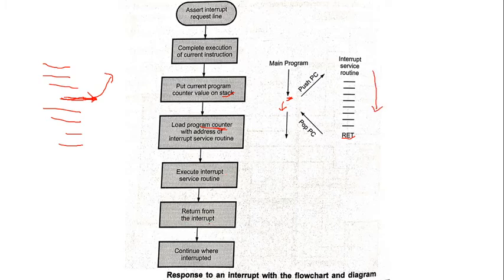Then return from the interrupt. Return from the interrupt means we need to return, that is RET, and return to our main program, continuing where it was interrupted. So over here it was interrupted, so it is going to start from here. The main flow is going to look like this: the program continues, and whenever an interrupt occurs, it goes in this direction. Then after the interrupt service routine is done, after the return, it pops back to the PC and starts from where it was left. So this is called the response of interrupt with the flow chart diagram. So remember this flow chart also.